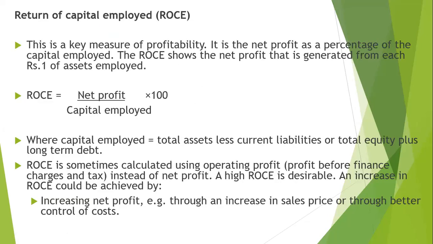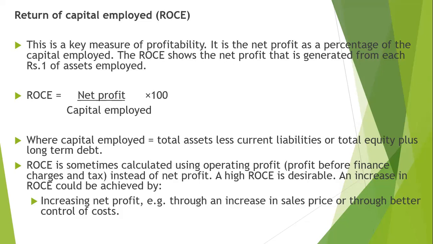Okay, now we are moving on to the third ratio, what we are supposed to look at under the profitability. I told you that this is one of the superior ratios because it looks at two dimensions. One was the profitability, the net profit margin as we discussed, and the other was the asset turnover or the efficiency aspect. This is a key measure of profitability. So when it comes to the return on capital employed, it is net profit as a percentage of the capital employed. The return on capital employed shows the net profit that is generated from each 1 rupee of asset employed.